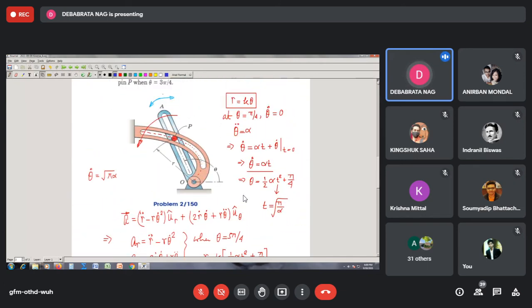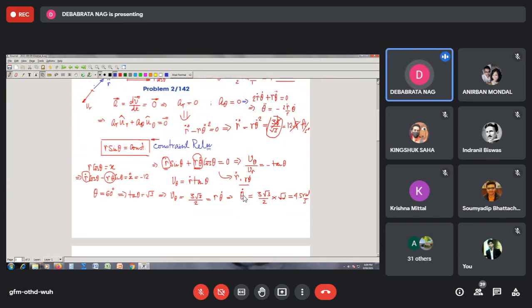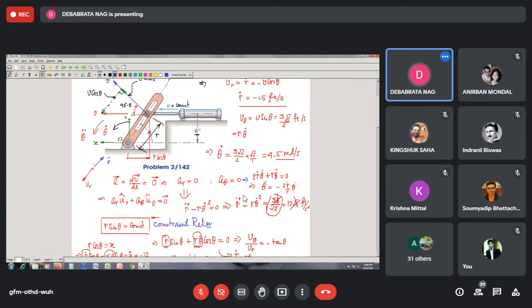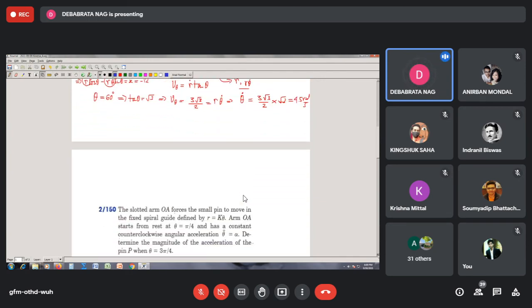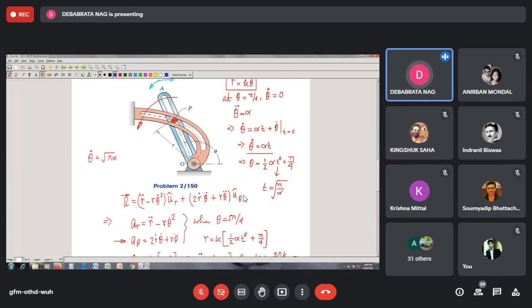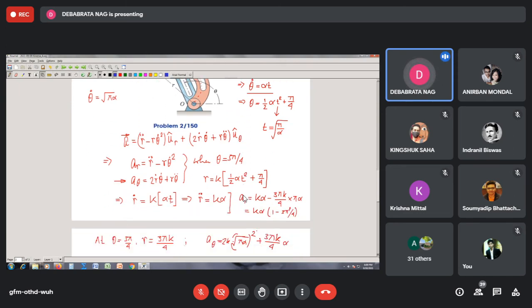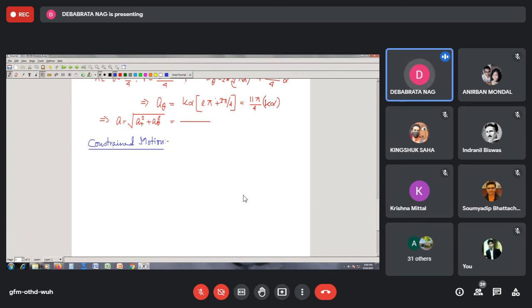In both the cases, you see the particles are constrained to move in a definite direction. For example, in this problem the particle is constrained to move in the slot, and also in our last r theta coordinate problem, there also we see that the pin is being guided to move in the slotted arm. So all these are examples of constrained motion. That means there are some external constraints which will force your motion to take place. So that is basically called the constrained motion.